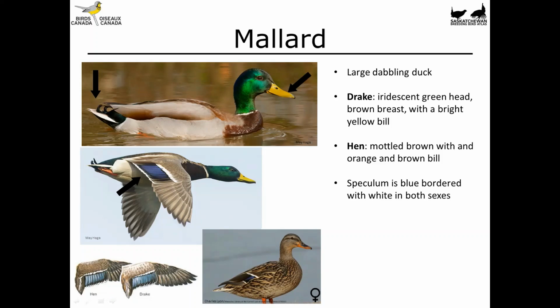This inset down here shows the wing patterning of both the drake and the hens. Often these are different between the sexes. The ruddy duck is a species where the males and the females have a similar or exactly the same wing patterning. And this area right here on the wing is known as the speculum, and this is quite commonly colored in waterfowl, and it ends up being a diagnostic area on a lot of the birds that we want to pay attention to. And so in the mallard, the speculum is blue and it's bordered with white in both the sexes.